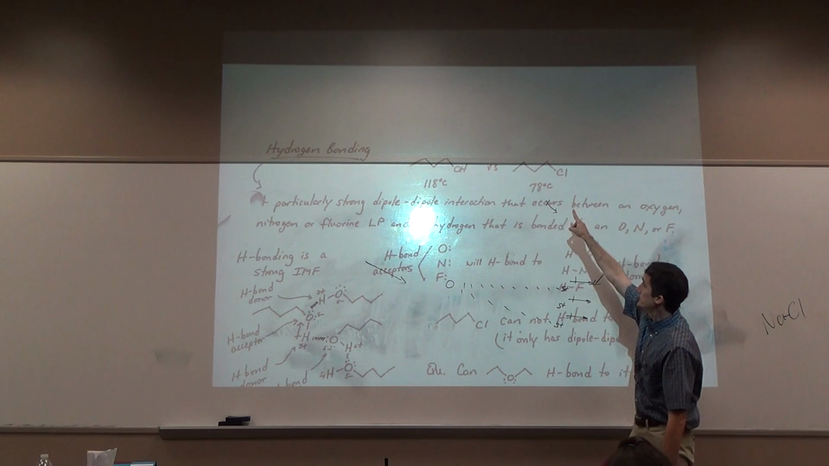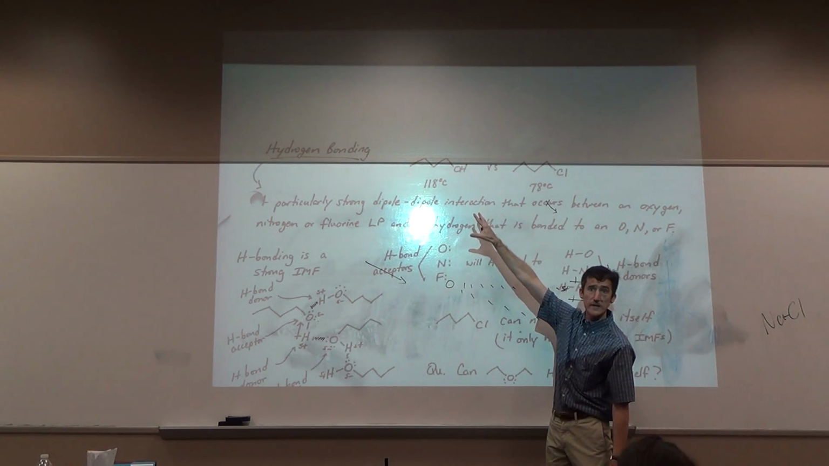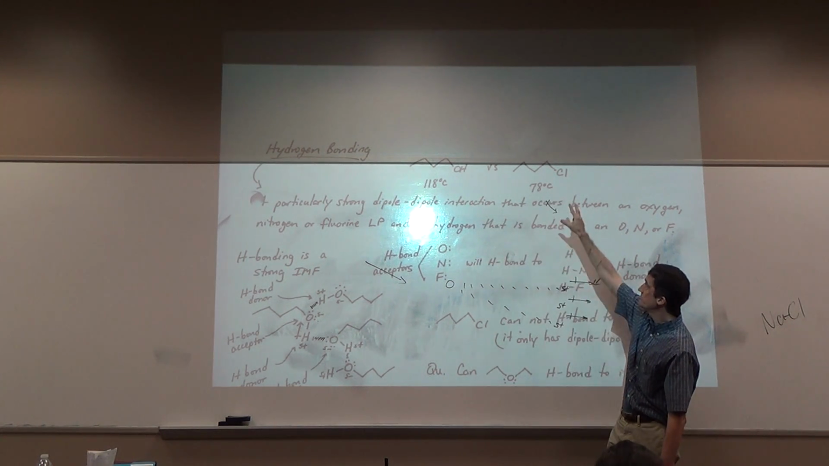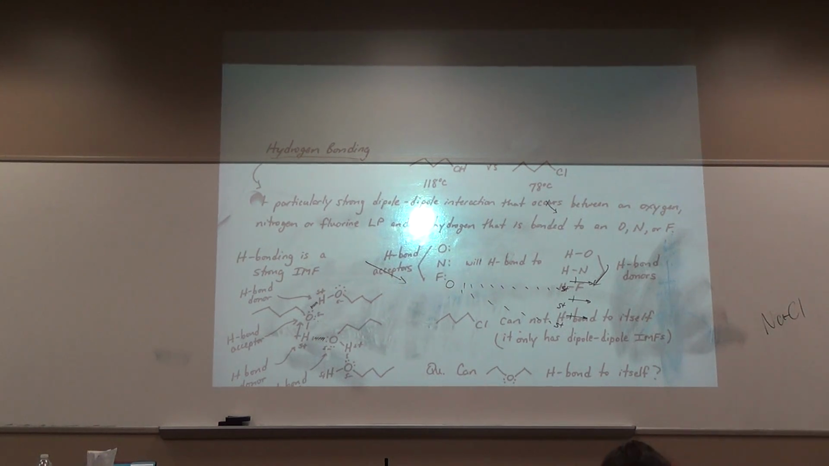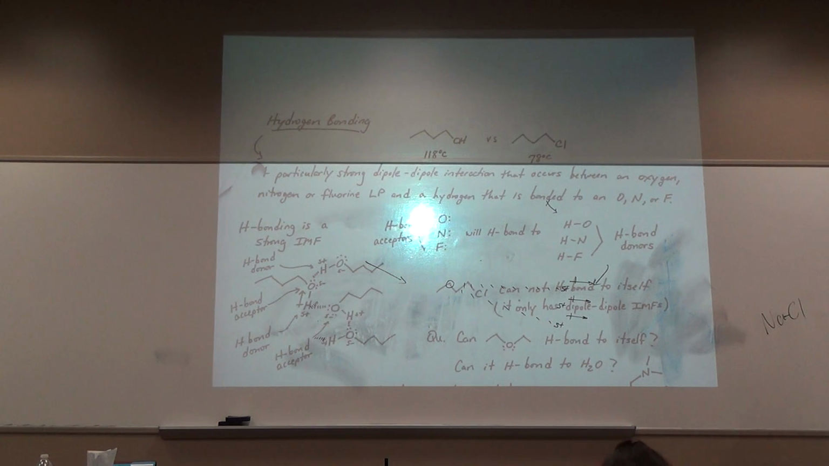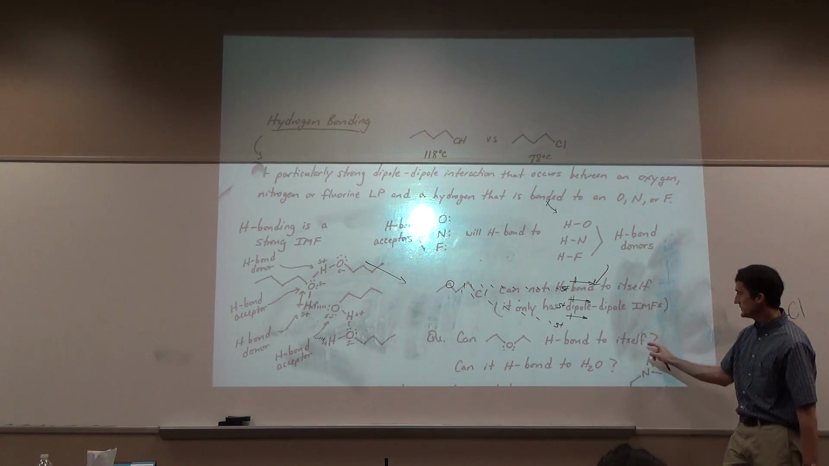This guy over here cannot do hydrogen bonding. We got to recognize, hey, these molecules can hydrogen bond to themselves. This molecule cannot. It can only have dipole-dipole. So we predict a higher boiling point for the other. What about this ether? Can it hydrogen bond to itself?